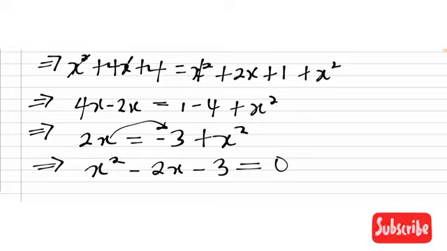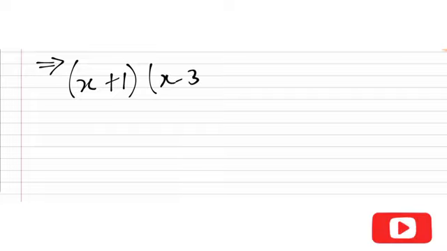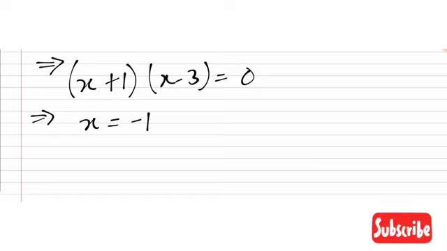Next, we need to factorize, or solve this completely, to get the value of x. We are going to use the factorization method. Using factorization, we are going to have (x plus 1)(x minus 3) equals 0. So x plus 1 equals 0, that is x equals minus 1, or we have x equals 3.